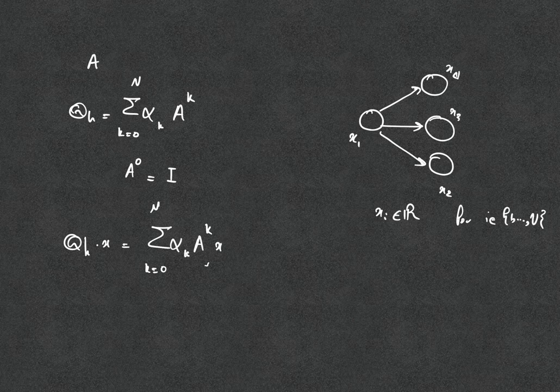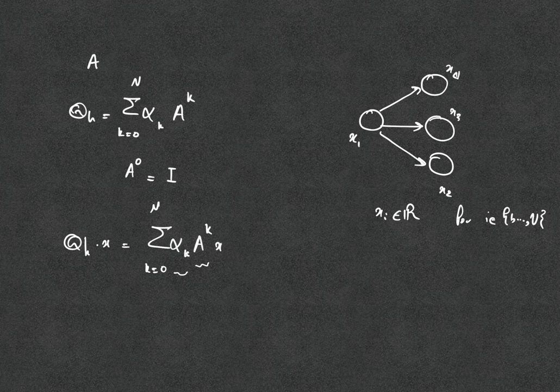One thing you can see here is that this power of the adjacency matrix directly has to do with how many hops of neighborhood you are going to consider when updating the value for a certain node. And these alphas are controlling the contribution and the strength of the information that comes from the k-level hops.